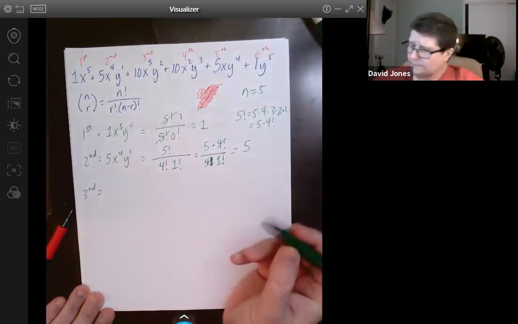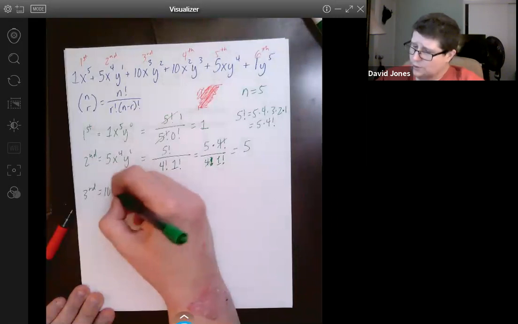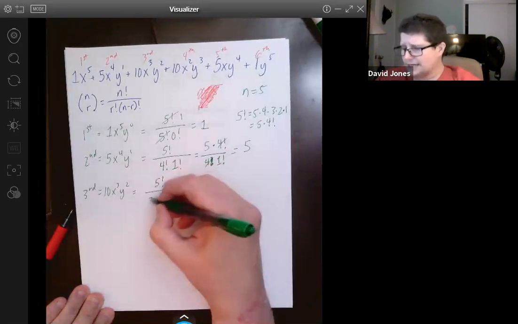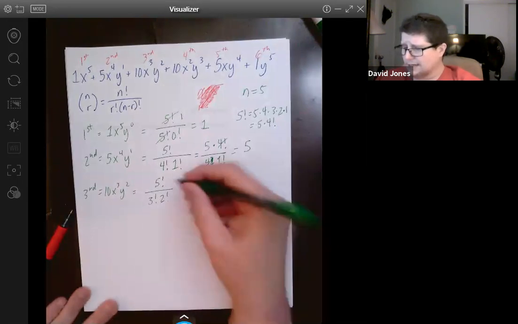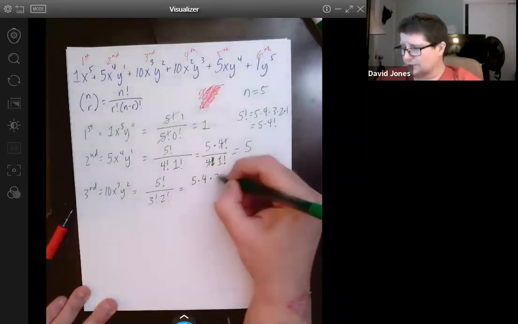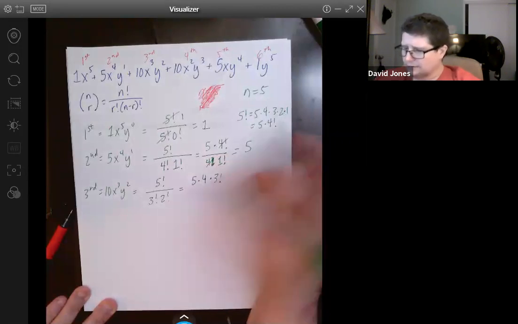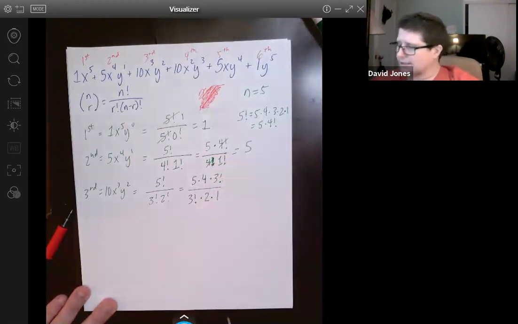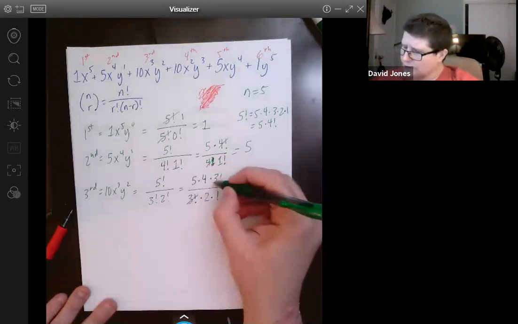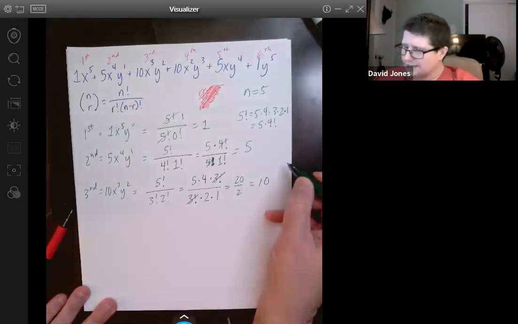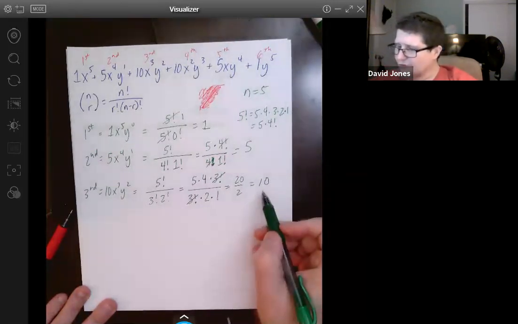The third one was 10x cubed y squared. If I put the total number of the exponents on top and each of the exponents on bottom, how does this clean up? 5 factorial I can do as 5 times 4 times 3 factorial, just like I did up here. Or I could write it all out, but this is more convenient. 3 factorial over 2 factorial. I'm going to put 2 times 1 here, because at this point, it doesn't cancel out very well. 3 factorials go away. I've got 5 times 4 is 20, over 2 is 10. Are you seeing what's going on here? These are the coefficients.